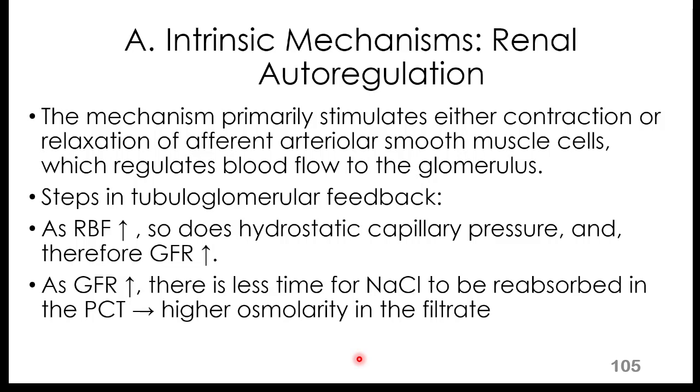Remember that as the filtrate is passing down the tubules from the proximal convoluted tubule until it gets to the collecting duct, there will be reabsorption of sodium chloride and other elements inside the filtrate, such as electrolytes and nutrients. Now, because of this increased glomerular filtration rate, there will be less time for the sodium chloride to be reabsorbed in the proximal tubules, and thus the osmolarity of the filtrate that reaches the distal tubule will be higher.